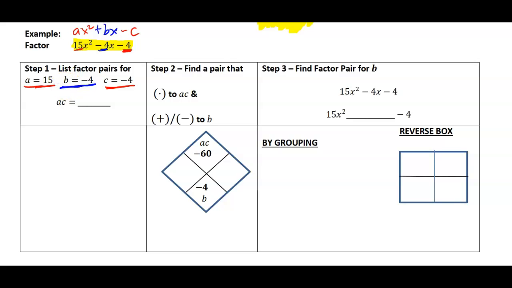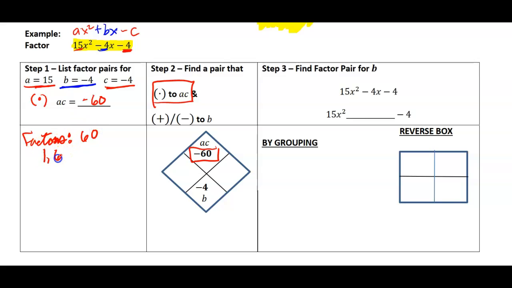So our first step is to take the first and the last coefficient and multiply them. So 15 times negative 4, negative 60. When we're doing our diamond set, that number then goes on the top. So I'm multiplying for AC. And what I want to find is essentially factors of that number. So I'm looking for factors of the number 60.